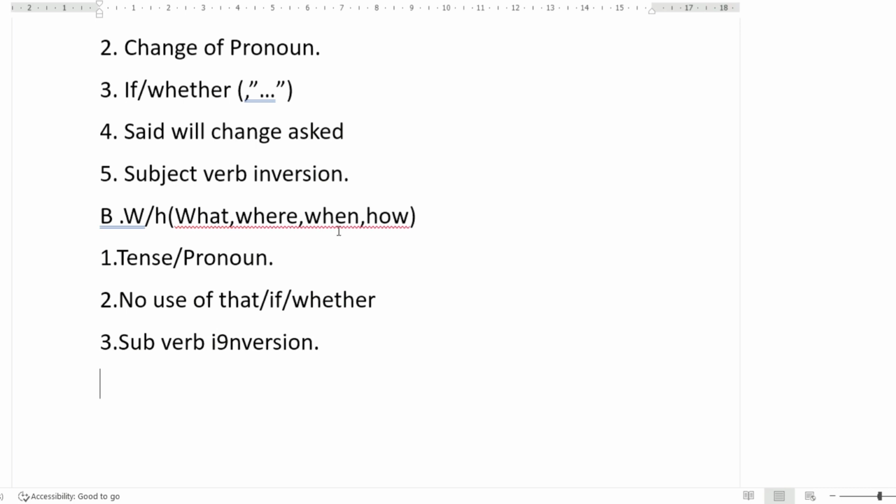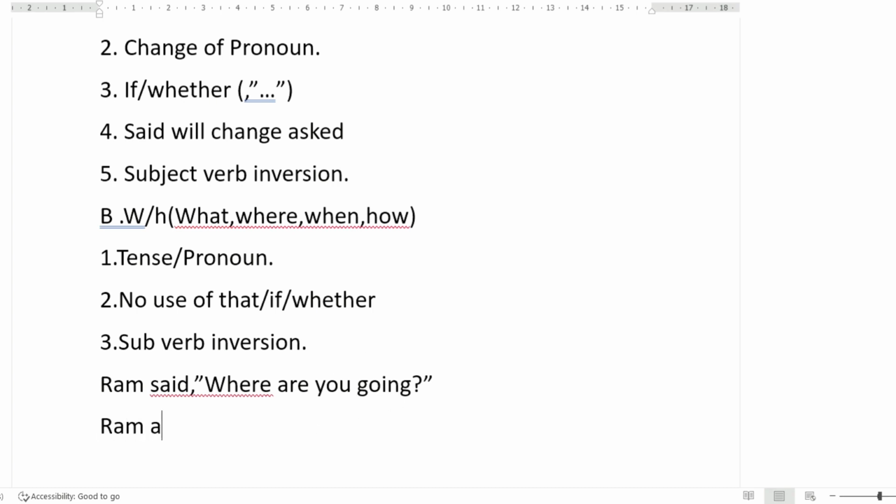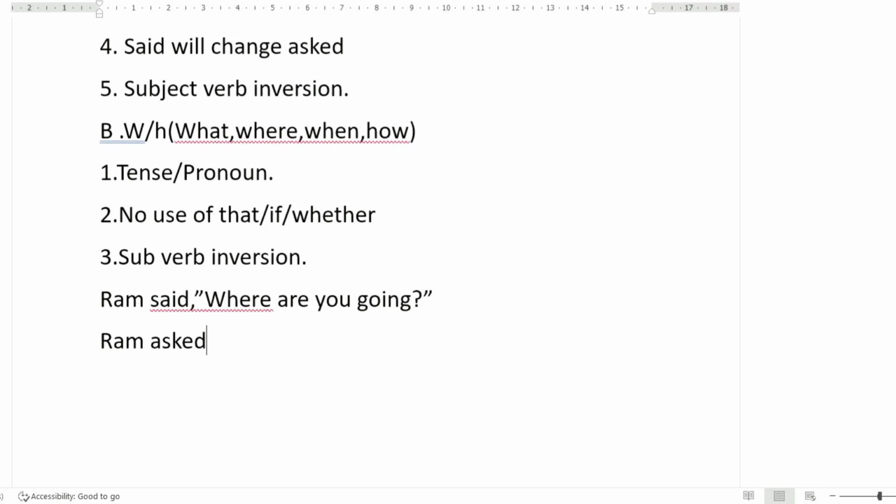Okay, so suppose I take up a sentence: Ram said, where are you going? In this case it will be Ram asked. When I don't know who the listener is, I'll generally take it as me. Ram asked me. Now what did I say? Don't use that, don't use if, don't use whether. It's a WH question, beginning with where, so I'll just go ahead with the question word.